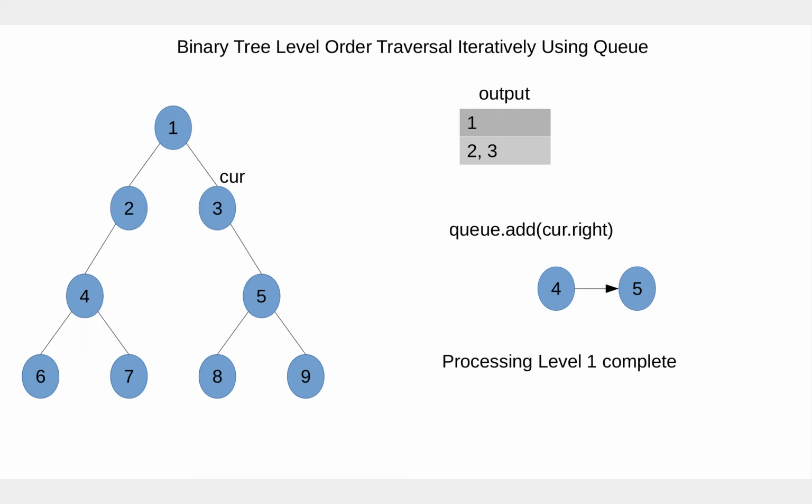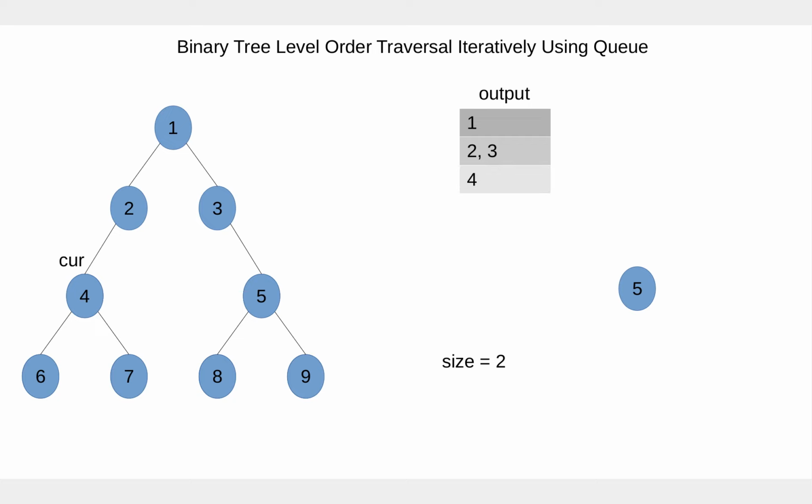Now at level 2, we have 2 nodes. So size is equal to 2 and we'll have 2 iterations. First, we'll remove the node at the front of the queue, which is 4. So current is assigned the reference to 4. We shall process this node. Now add the left child 6 to the queue. Before that, I'll move this node 5 to the left so there is space. So current.left is not null, so we'll add node 6 to the queue. And current.right is not null, so we'll add 7 to the queue.